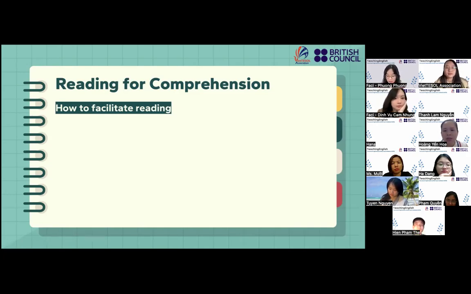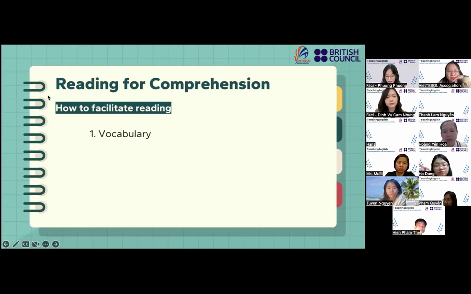What do you think is the most important factor to facilitate reading? Okay, I think the most important factor to help the student improve their reading skill would be vocabulary. Grammar as well. So the first thing to note, and I think many people would agree with me, is vocabulary.